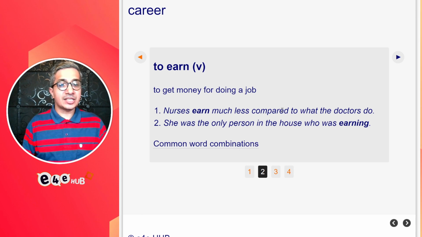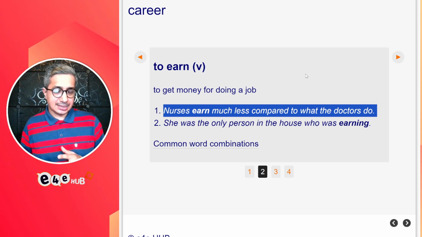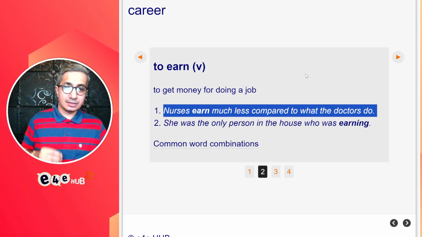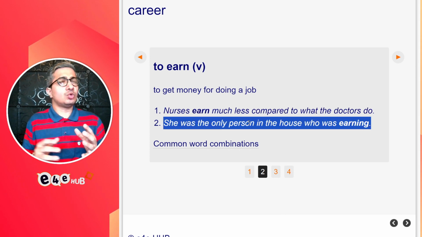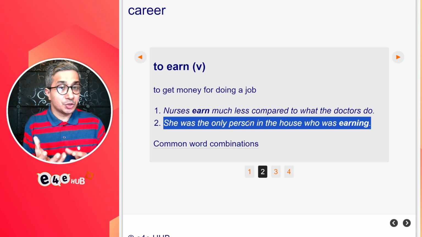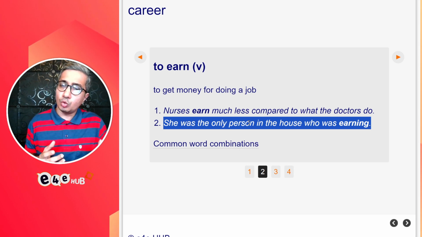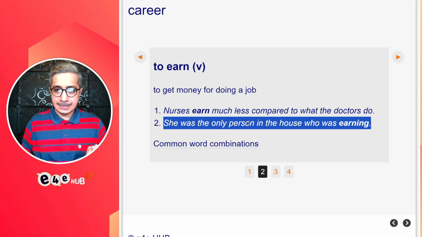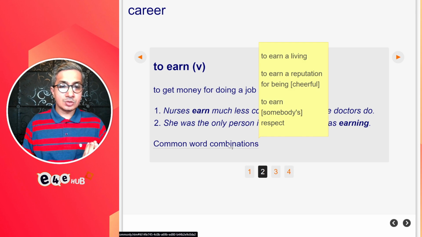Nurses earn much less compared to what doctors do, right? Earn much less. Earn less than, more than. She was the only person in the house who was earning. So she was the sole breadwinner of the family. Only person who works and earns money. So that is earning, right?